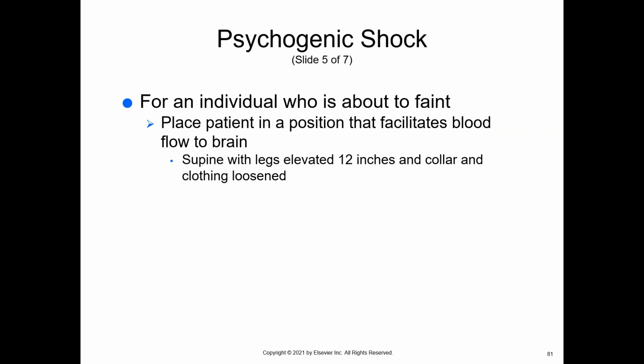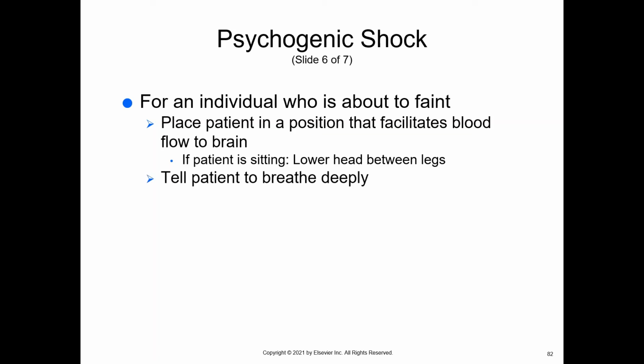What do we do? If we think somebody's about to faint, we want to facilitate blood flow back to their brain. So the patient should be put supine with the legs elevated above the heart. Loosen clothing. If they're, for example, seated in something like a venipuncture chair, we want to have them lower their head between the legs. And we want them to try to take the deepest breaths possible. In any case, the idea is to get blood flow back to the brain.